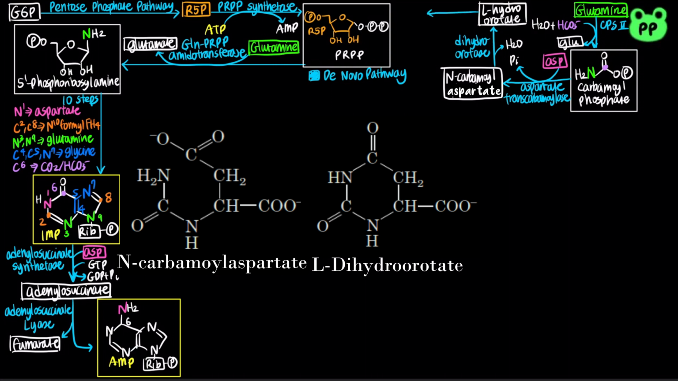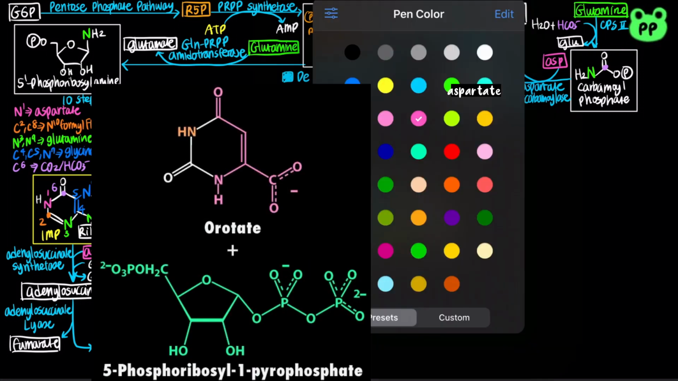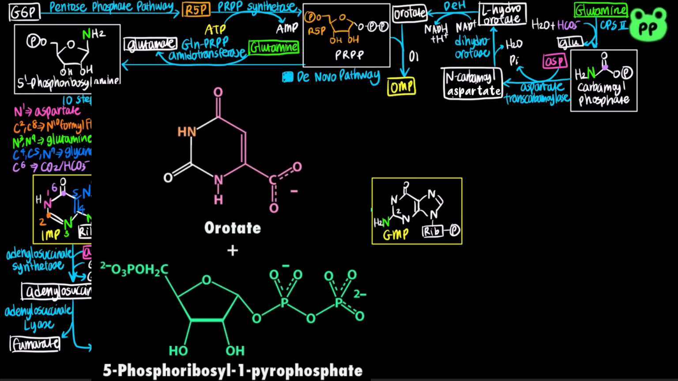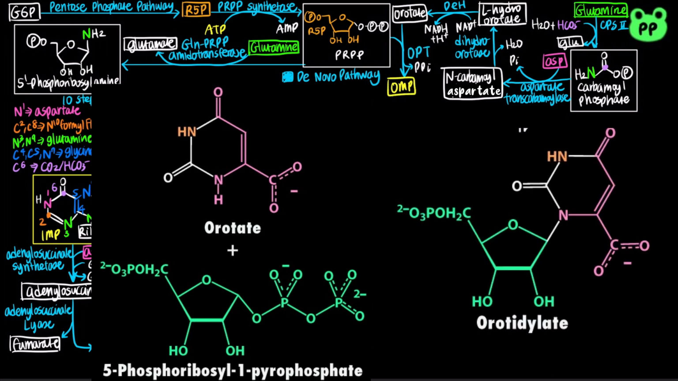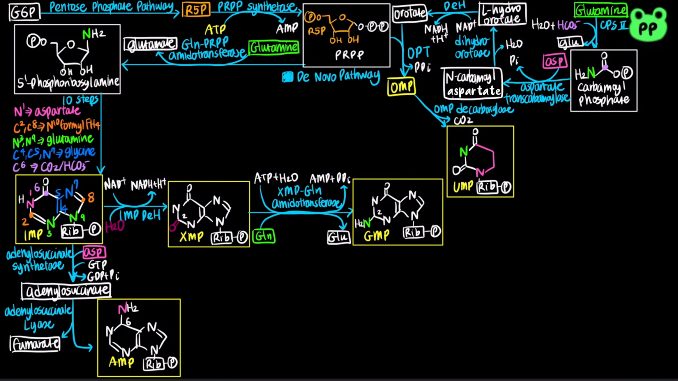Next, dihydroorotate is oxidized to the pyrimidine derivative orotate, which is coupled to the reduction of NAD+ to NADH. Then the ribose 5-phosphate side chain provided by PRPP is attached to orotate to form orotidylate, also known as OMP, which is subsequently decarboxylated to uridylate or UMP. From these reactions, we see that nitrogen 1 and carbons 2 through 4 are derived from aspartate, nitrogen 5 is derived from glutamine, and carbon 6 is derived from carbon dioxide or bicarbonate.